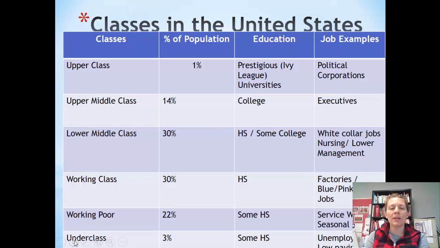So let's start with class. In the United States, we divide into 6 different groups. So you have the upper class, the upper middle, the lower class, the working poor, and the underclass. You can kind of see here the percentage of the population, what kind of jobs are examples, and what type of education is needed. Most of our community here falls into this lower middle class. Right, so lower middle class or working class.